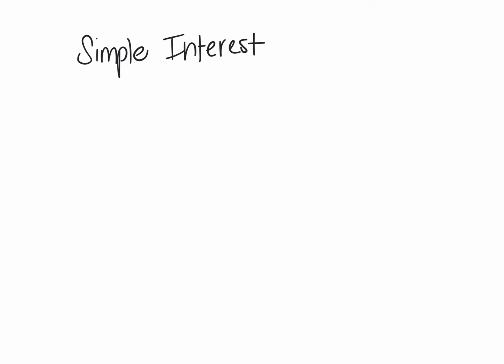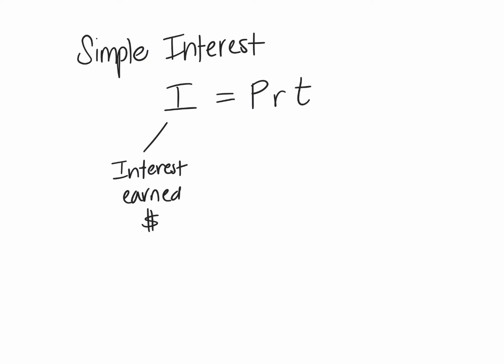So there's a formula to calculate simple interest, and I will give this to you on the test. I is equal to P times R times T. What that means is that I represents the interest earned. So this is what you're calculating. You're trying to figure out how much interest, how much money, you would earn if you put money into an account. So the P stands for your principal amount.